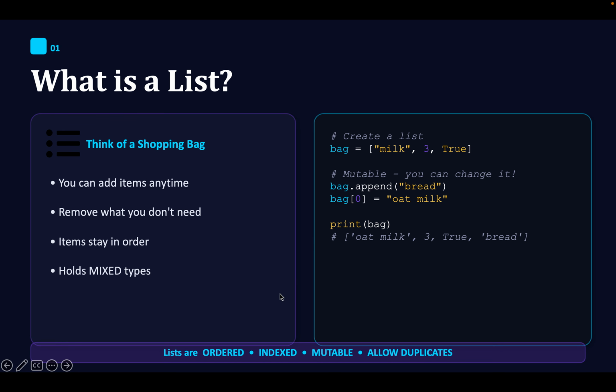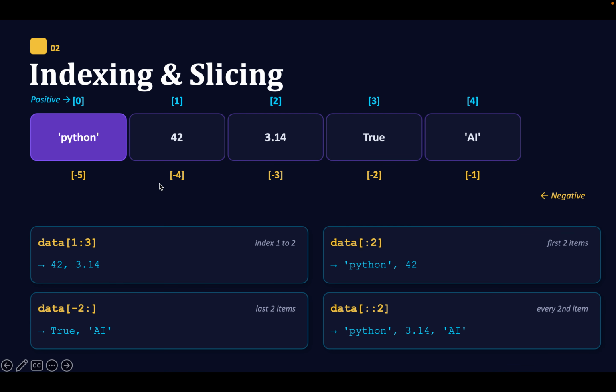So in short, lists are ordered, indexed, mutable, and they also allow duplicates. Like you can add the same item 2 or 3 times or many more times if you would like to. And now comes another part, that is indexing and slicing. Here indexing means in Python the indexing always starts from the 0th index, then 1 and 2 and so on. And the best part is Python also supports negative indexing from the end of the list like this.